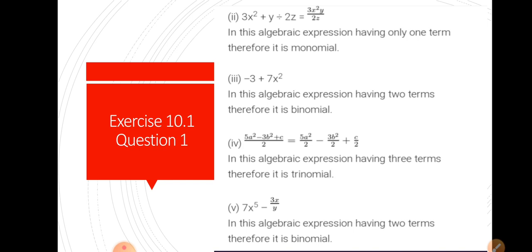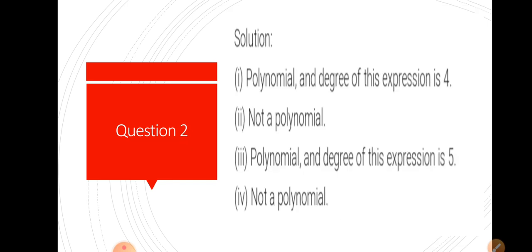And like this we can solve all the questions of question number 1. Coming to question number 2: identify which of the following expressions are polynomials. If so, write their degrees. Polynomials have positive powers. If the power is negative, it is not a polynomial. First question is 2 upon 5 x to the power 4 minus root 3 x square plus 5x minus 1.